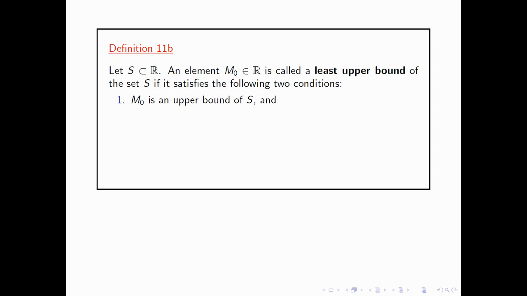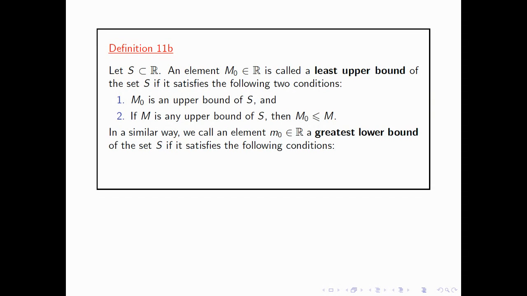I'm going to say it again. Let S be a subset of the real line. An element M naught, a real number, is called a least upper bound of the set S if it satisfies the following two conditions. Condition 1, it must be an upper bound of S. And I've just defined upper bound. And condition 2, if M is any upper bound of S, then M naught must be smaller than that M.